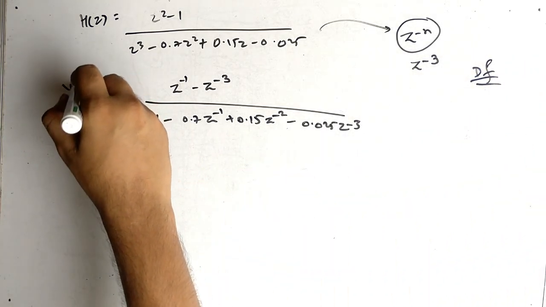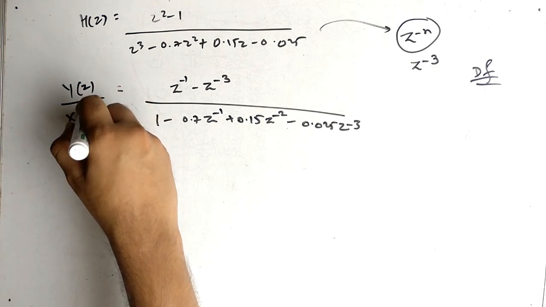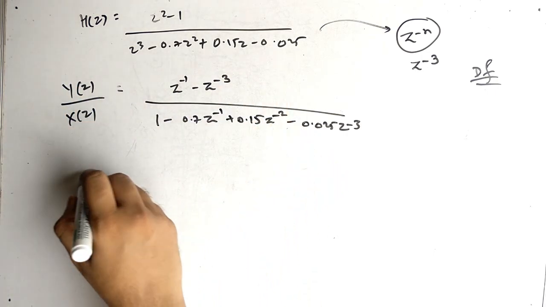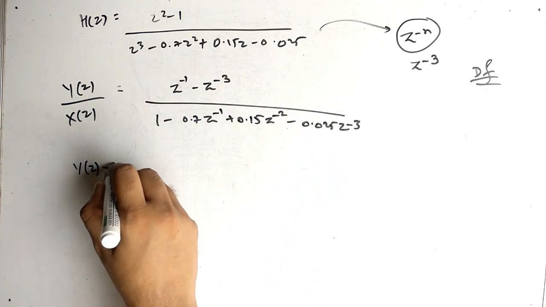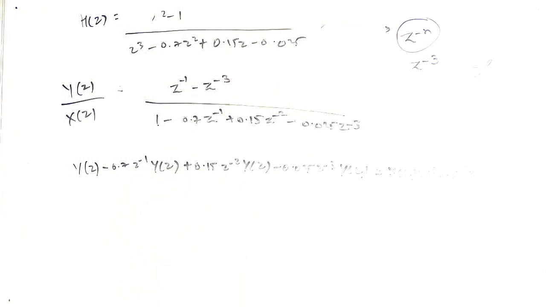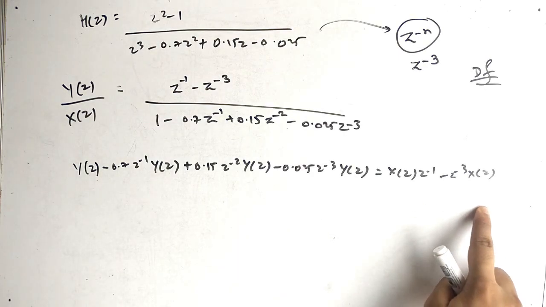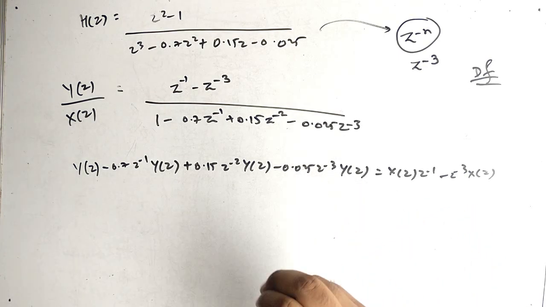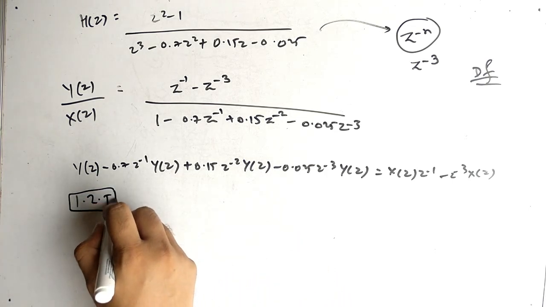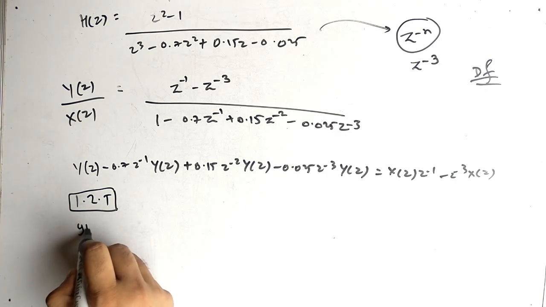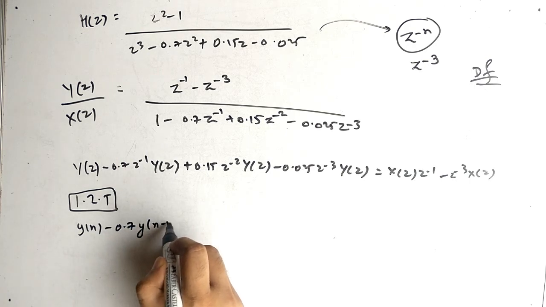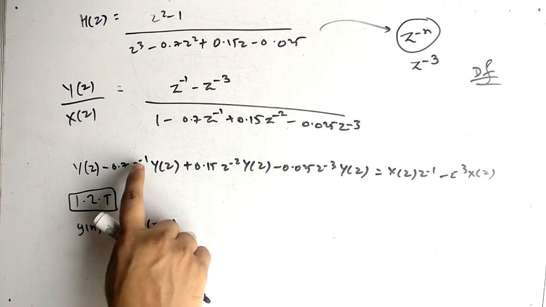So H(z) can be represented as Y(z) by X(z). Now cross multiply. What I have now is Y(z) minus 0.7 z to the power -1 Y(z) and so on. Now we have to use the inverse z transform. After using the inverse z transform, Y(z) can be written as y(n), so this is 0.7 y(n minus 1). This -1 is because of the z to the power -1.